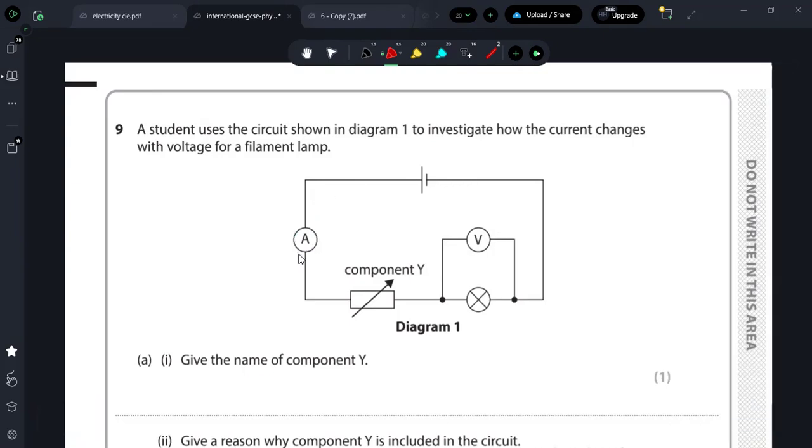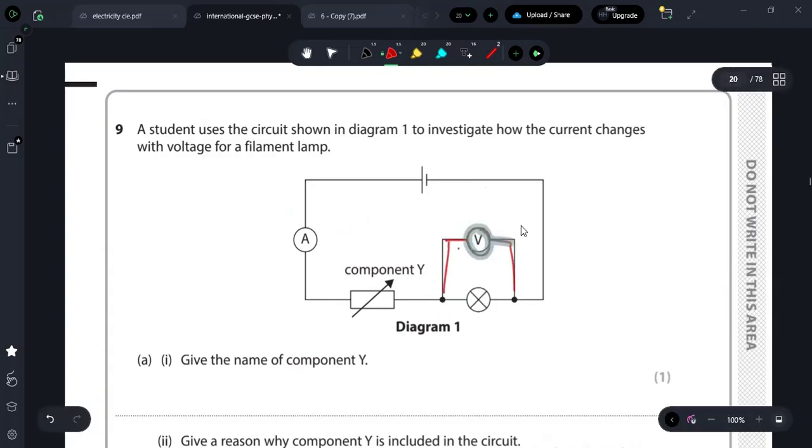And since it is a series circuit, how did we understand this is a series circuit? Just one loop of wire. In a series circuit the current is the same everywhere, because it is just one loop, so there is one path for the current, for the charges to pass. So all over the circuit we have the same current. So this is measuring the current and this is measuring the voltage across the filament bulb, because voltage gets divided between each component. So the voltage across the filament lamp is measured by this particular voltmeter.